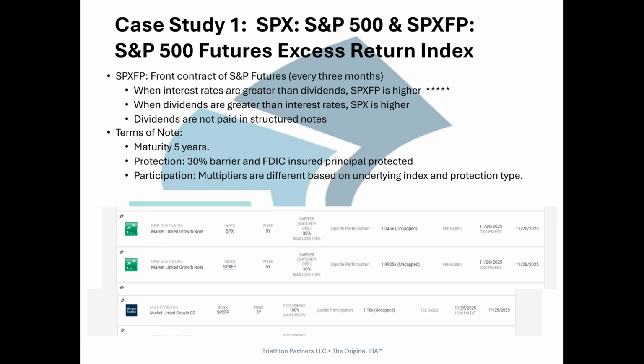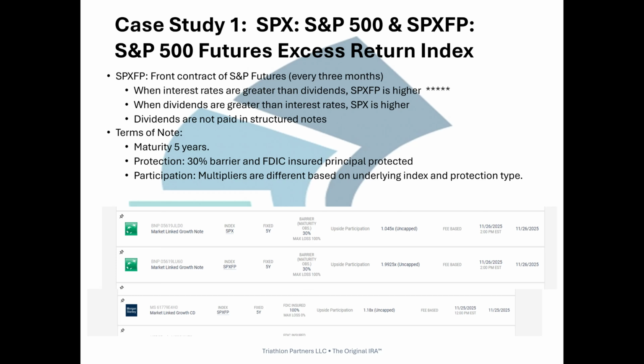I have 3 notes I want to compare. Right? They all have a maturity of 5 years. One's going to be on the S&P 500, and 2 are going to be on the Futures Index. One of the Futures Index notes is going to be 100% principal protected and guaranteed by the FDIC. The thing that differs between all 3 notes is the participation multiplier.